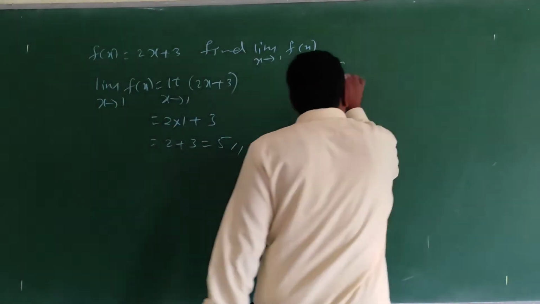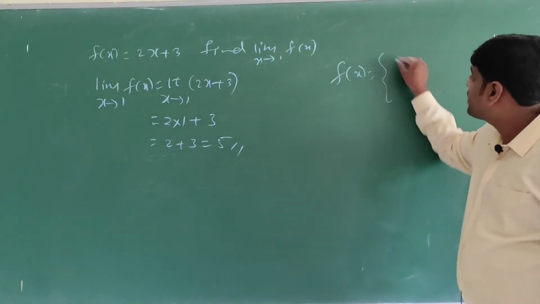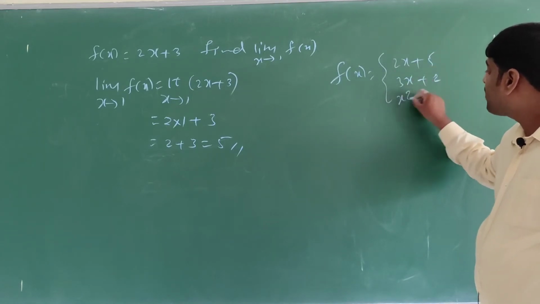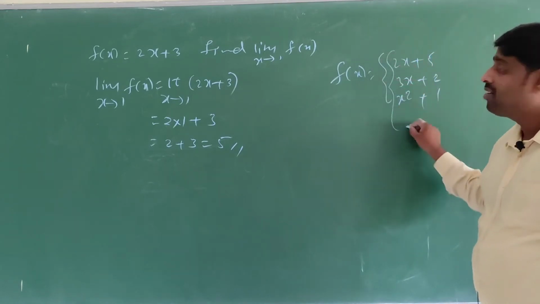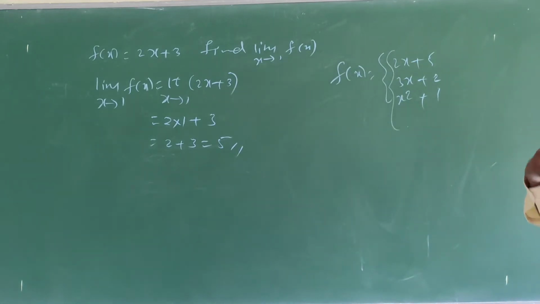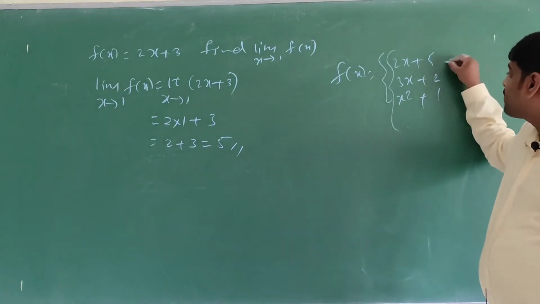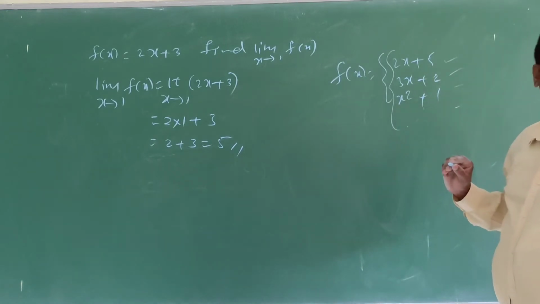Suppose f of x is equal to 2x plus 5, 3x plus 2, x square plus 1. I have to check, so by using LHL, RHL. This type of problems we will discuss later. Now I will give an introduction about something. These type of problems are very, very important for 4 marks.